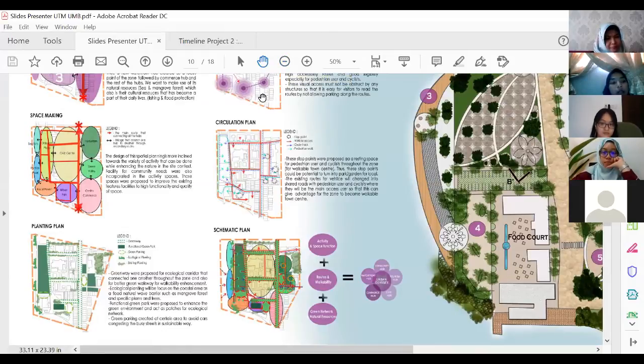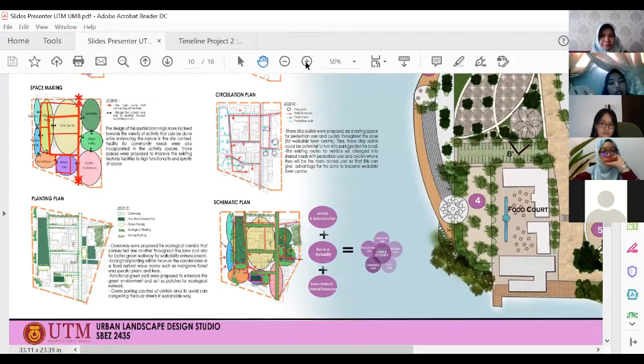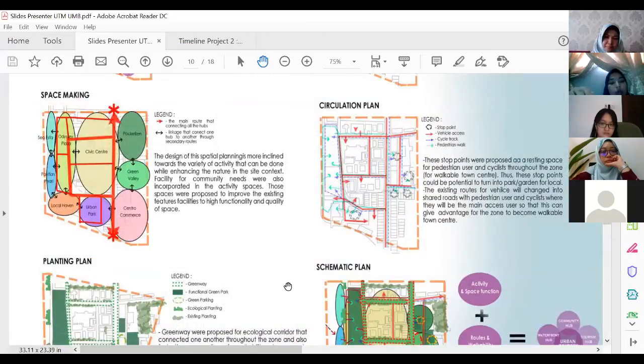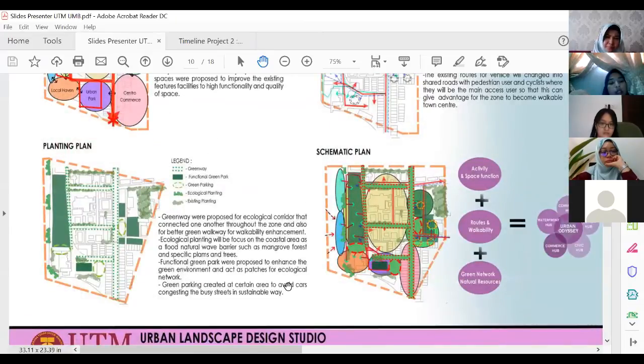And next we have the planting plan. In the planting plan, I propose a greenway for an ecology corridor that can connect all the proposed green functional spaces, so that we can enhance the ecological network. And also there will be ecological planting focused on the coastal area, that will act as a natural barrier for flood protection, such as mangrove forests and specific palms and trees.